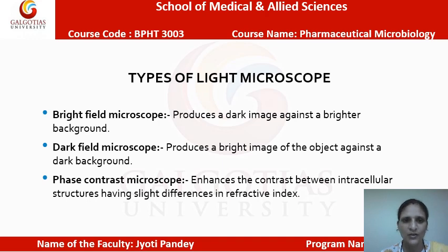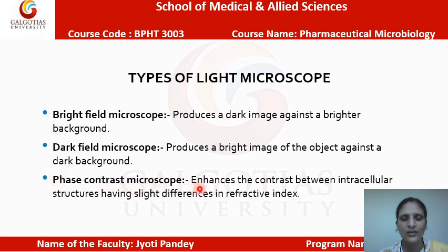Types of light microscope. Light microscopes are categorized into three categories. First one is the bright field microscope, second is the dark field microscope and third one is the phase contrast microscope. Bright field microscope produces a dark image against a brighter background. Dark field microscope produces a bright image against a dark background. Phase contrast microscope is an important microscope which comes under your syllabus profile of microbiology.